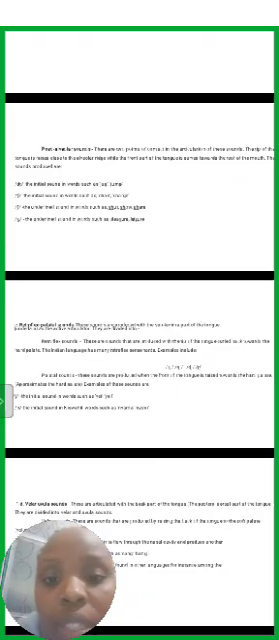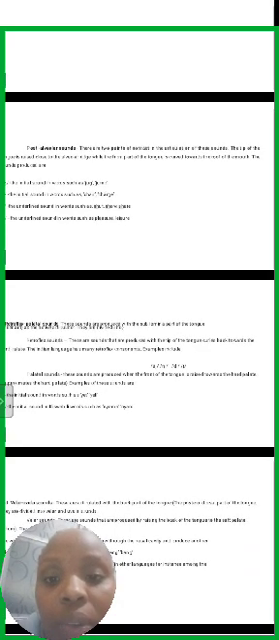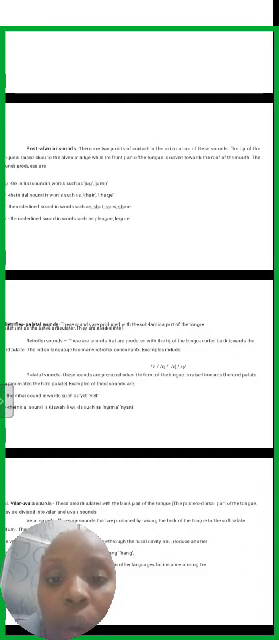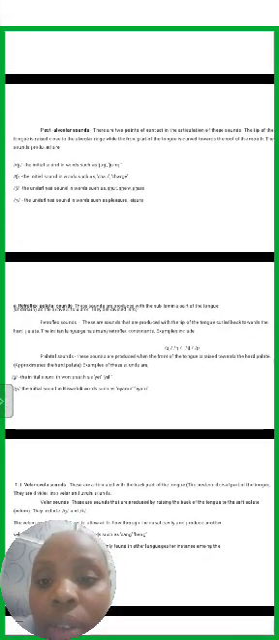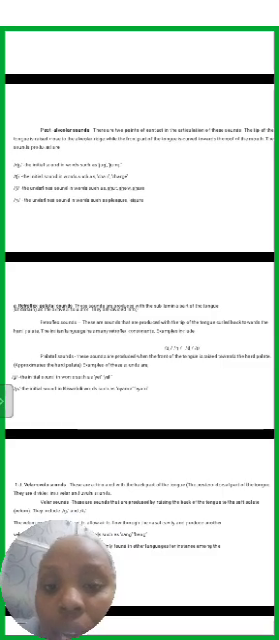There are 2 points of contact in the articulation of these sounds. The tip of the tongue is raised close to the alveolar ridge, while the front part of the tongue is curved towards the roof of the mouth. For example, words like jog, jump, chair, shut, show, share, pleasure, and leisure. Those are the post-alveolar sounds.